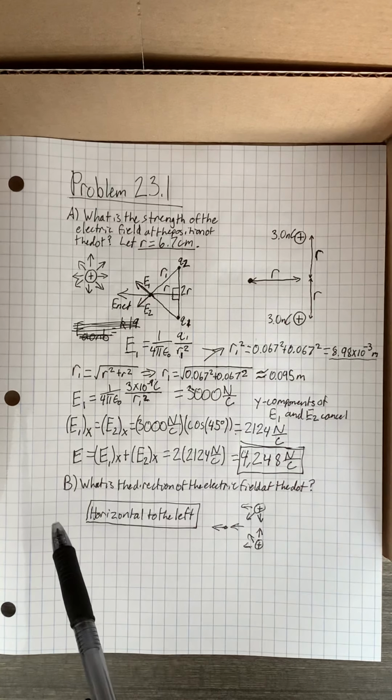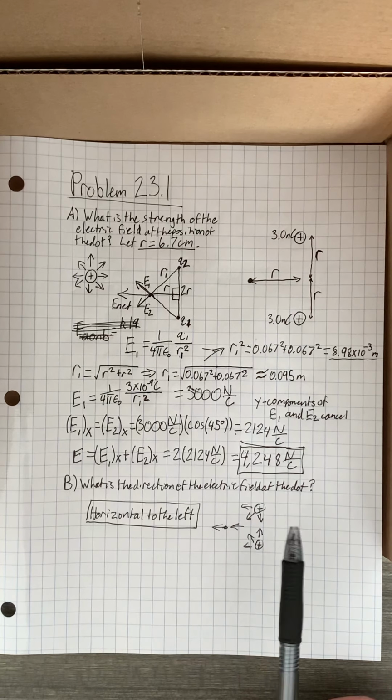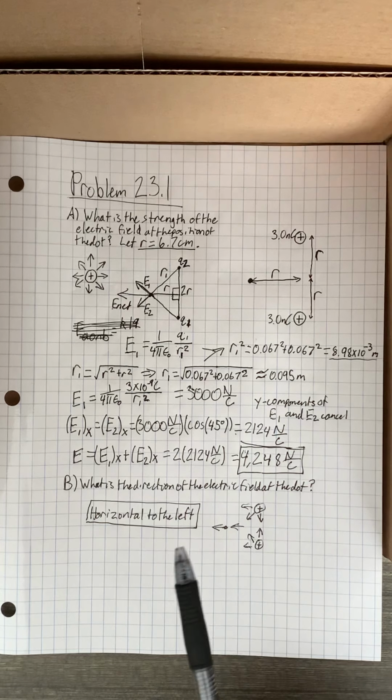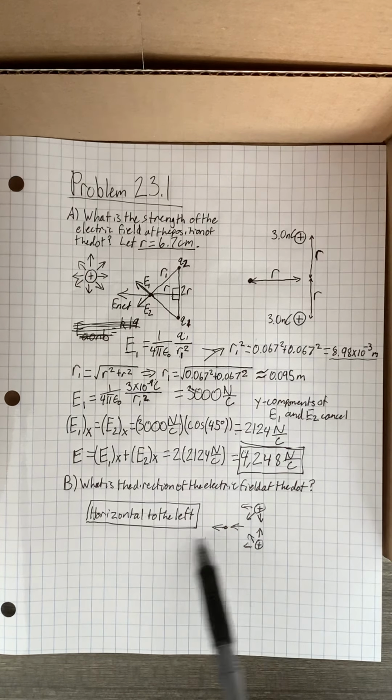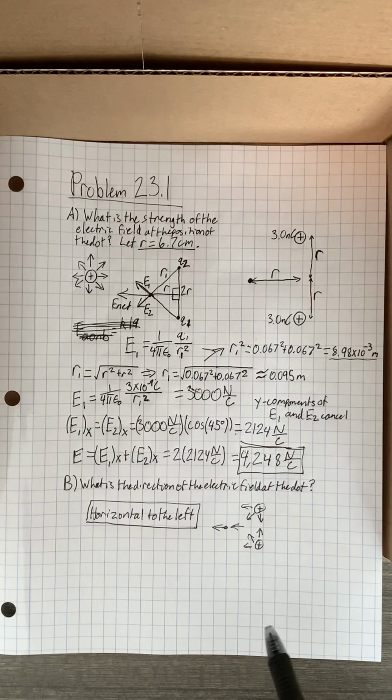And then part B asks, what is the direction of the electric field at the dot? We know that since these charges are pushing away, it's going to be going to the left, only in the x direction. So the answer is horizontal to the left for part B.